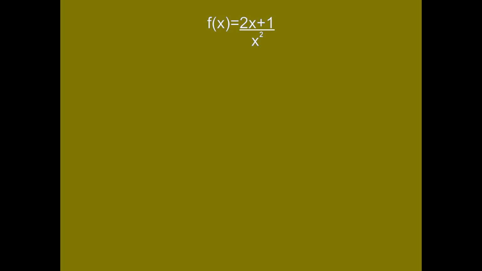Alright, now that you've tried it yourself, let's do it together. Remember the saying and the 4-step process. X squared times the derivative of 2x plus 1, which is 2, equals 2x squared. 2x squared minus 2x plus 1 times the derivative of x squared equals negative 2x squared minus 2x. Divide that by x squared squared, and your answer will be negative 2x squared minus 2x, all divided by x to the 4th. Now let's move on to the chain rule.